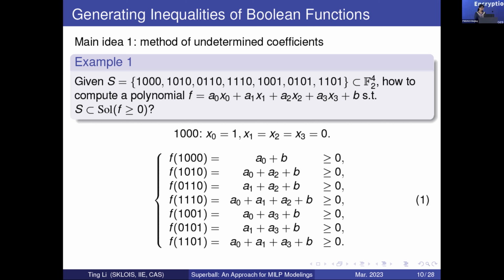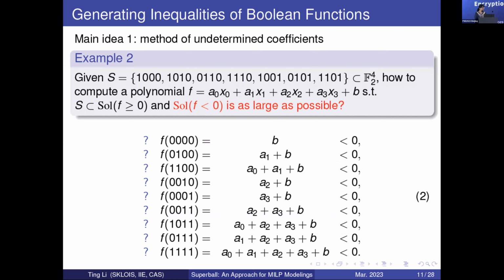The coefficients can be determined by solving the system of inequalities, and once we get the coefficients, we can generate a polynomial f. And this is example 2. It is similar to example 1, but with an additional requirement. In this example, we want to compute a polynomial f that is non-negative on the points of S, and the set of points where f is negative is as large as possible.